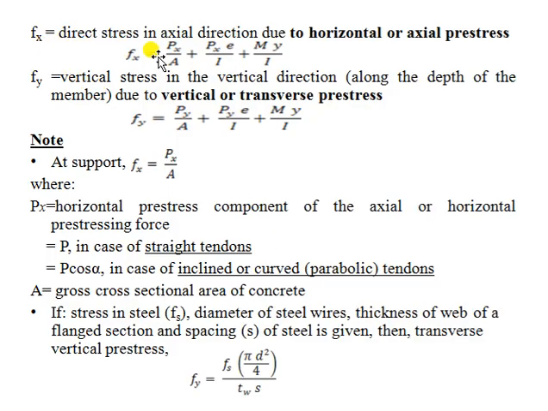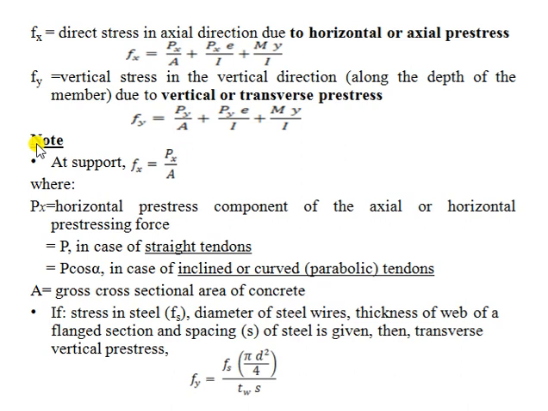f of x is the direct stress in the axial direction due to horizontal or axial prestress. f of x can be calculated using the formula f of x is equal to Px by A plus Px e by I plus M into y by I. Similarly, f of y is the stress in the vertical direction due to vertical or transverse prestress, and f of y can be calculated using the formula f of y is equal to Py by A plus Py e by I plus My divided by I. Using these equations we can calculate the stresses developed in the member due to vertical prestress and horizontal prestress, which are responsible for developing the principal diagonal tension or principal diagonal stress.